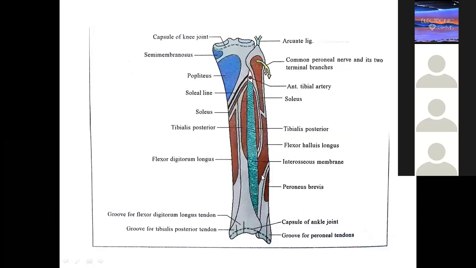Okay, so posterior view. Now, what is this line we have seen the day before yesterday when we were talking about the tibia? Soleal line. I told you the soleal line is just below that. You have seen the origin of soleus, which is like a chappal sole, I said, isn't it? Our footwear sole, it looks the same.